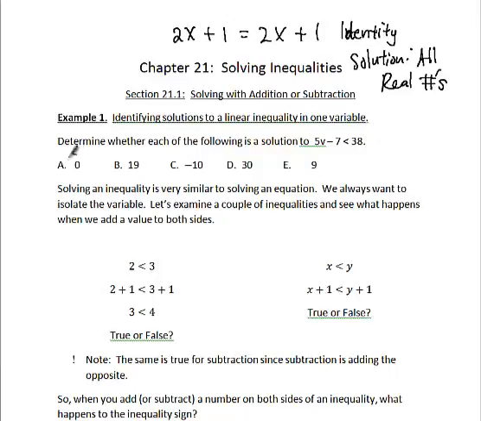So what happens if we plug in a 0? 5 times 0 minus 7, is it less than 38? Well, 5 times 0 is 0, so we get negative 7 less than 38. And that is true. A negative number is always less than a positive, so 0 checks out.